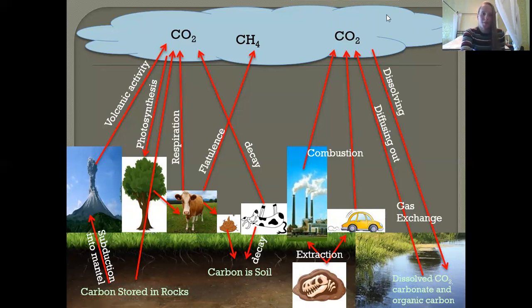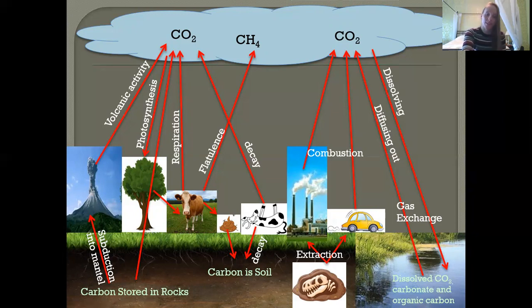So this is the atmosphere up here where this cloud is. So we have both carbon dioxide and methane in the atmosphere. If we go down to the lithosphere, which is this soil part down here, we have carbon that is stored in rocks. We have carbon that's stored in soil. And we also have, represented by this little dinosaur head here, our fossil fuels. And then over on the far right here, we have the hydrosphere, which contains dissolved carbon dioxide, carbonate, and organic compounds.